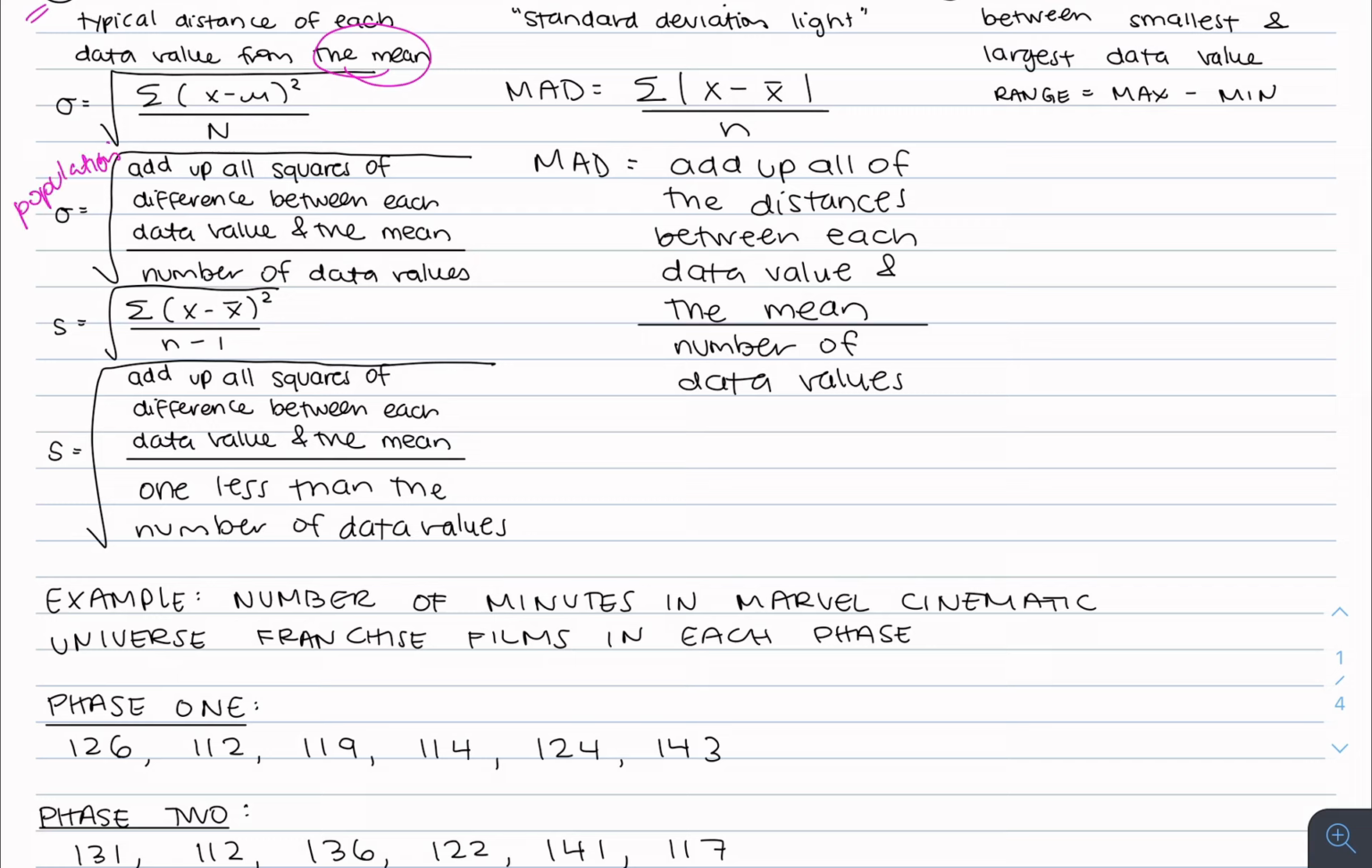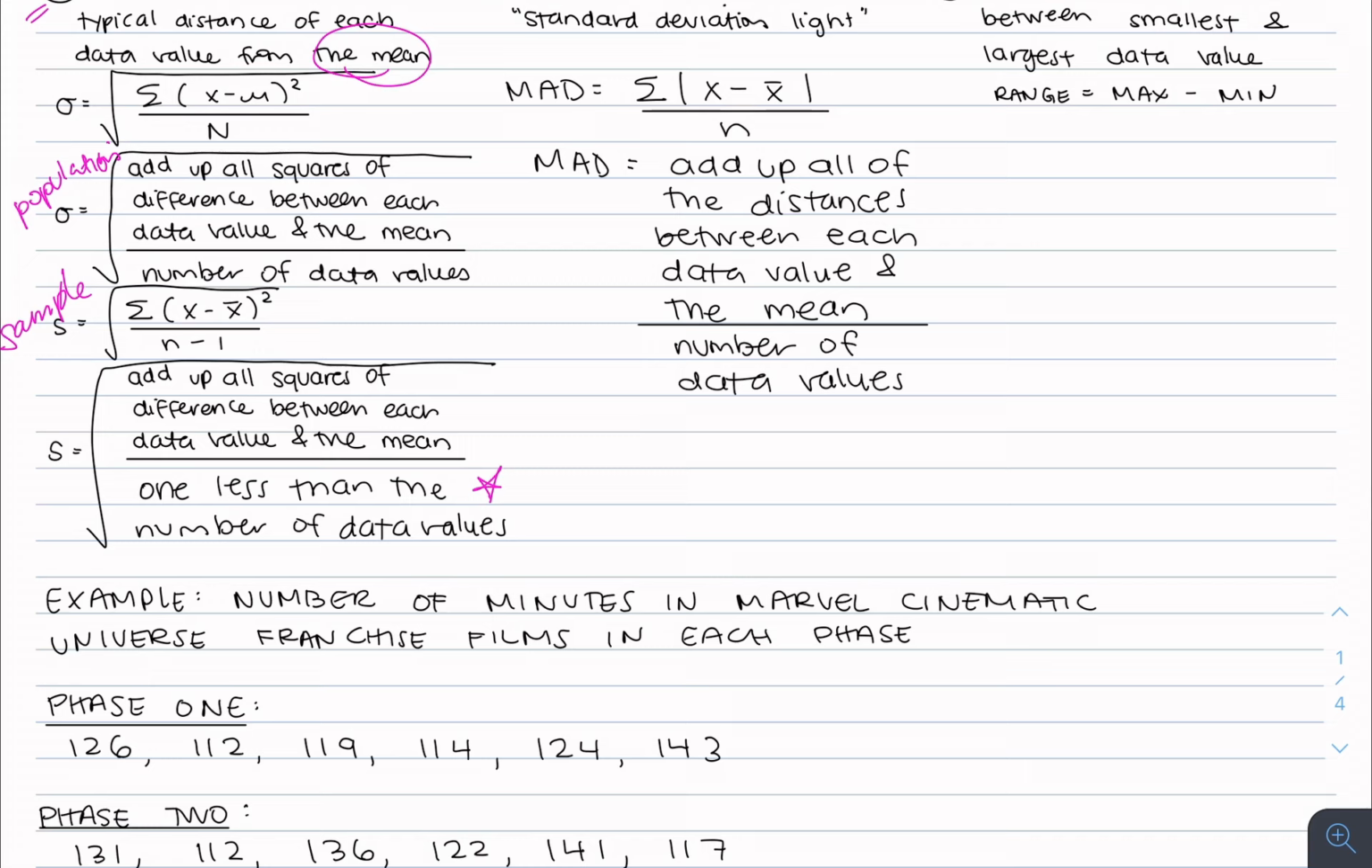But all you do is you take the square root of this calculation, where on the numerator, you're adding up all of the squared differences between each data value and the mean, and you divide that sum by the total number of data values. If you're using a sample, it's a very similar calculation, but you do one less than the total number of data values for the denominator of that fraction inside of the square root. I promise this will make a little bit more sense with an example that I have below.